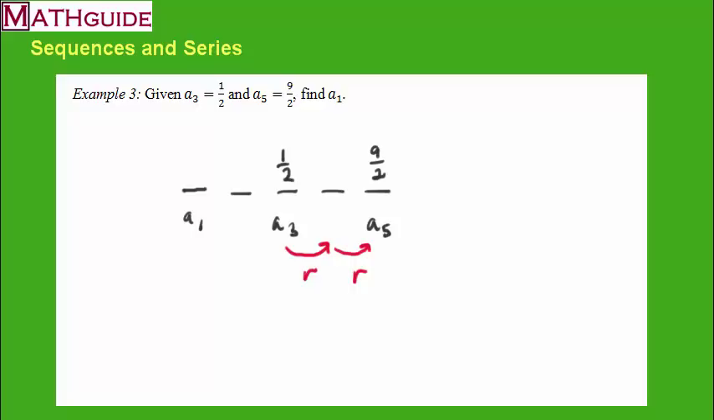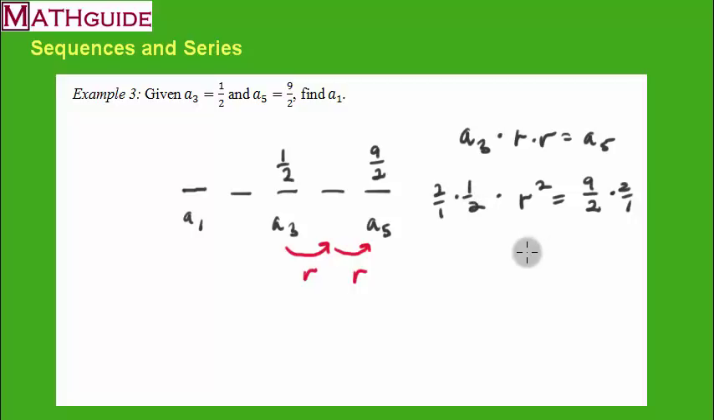You'll notice that the only way I could go from the third term to the fifth term is to multiply by r twice. Okay, so what does that look like? It says a3 times r squared is equal to the fifth term. Okay, so let's just plug in what we know. r times r is r squared. And I've got a5, which is 9/2. All right, let's do some algebra. Let's solve for the common ratio. So to get rid of a half, I'm going to multiply both sides by 2/1.